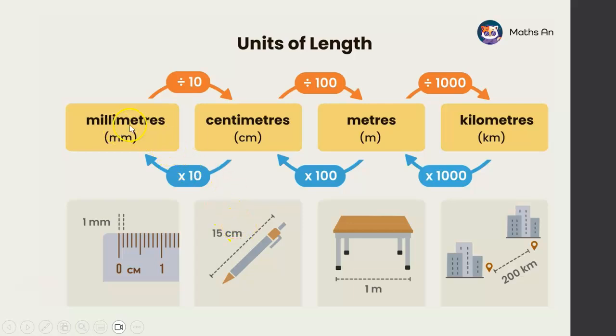Then, if I want to say, okay, how many millimeters are in a kilometer? Well, it would be 1,000 by 100 by 10. Huge numbers. And I have some scales down here. So a pencil or a pen would be around 15 centimeters. A desk would be about a meter. And then distance between two cities or places could be quite far. So it would be around 200 kilometers.